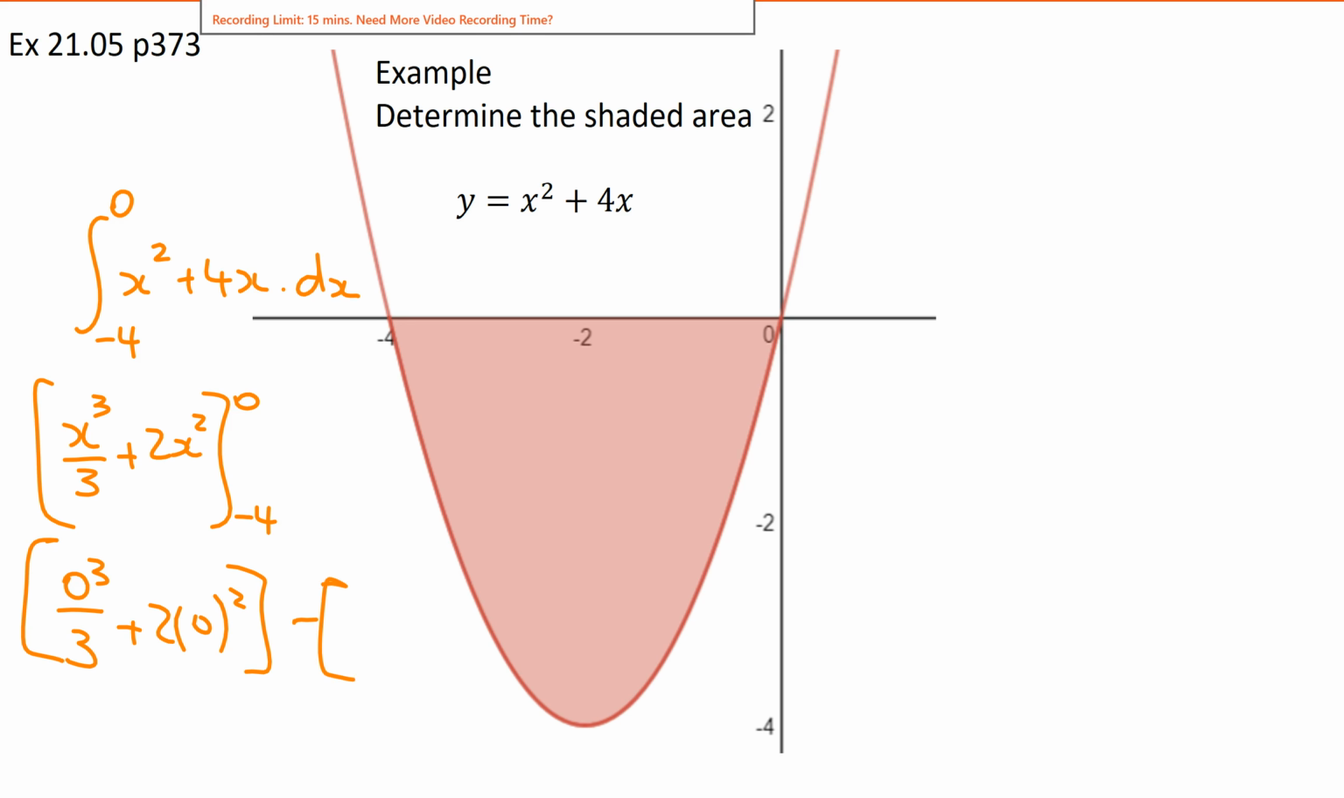minus -4 cubed. No, I'll put the -4 in brackets plus 2 lots of -4 squared. What does that give us? Well, that first part's 0, isn't it?